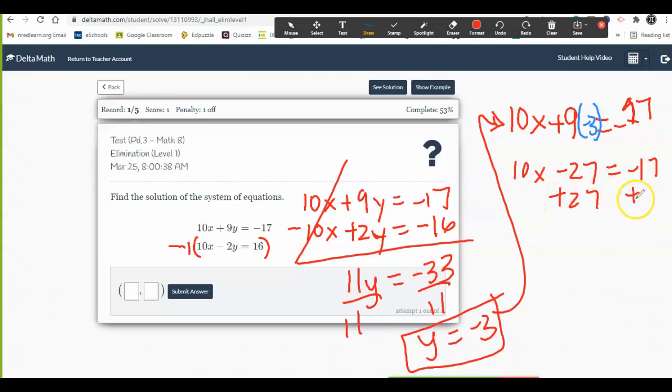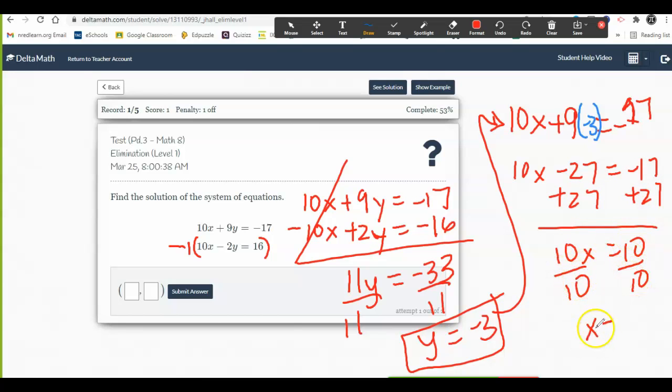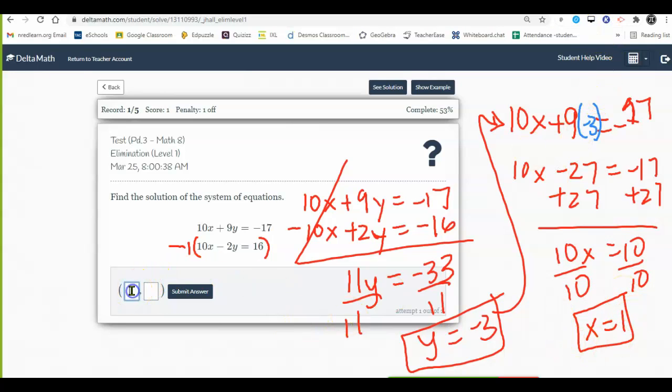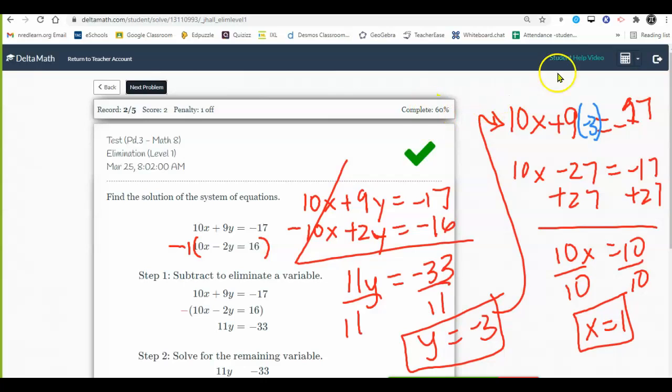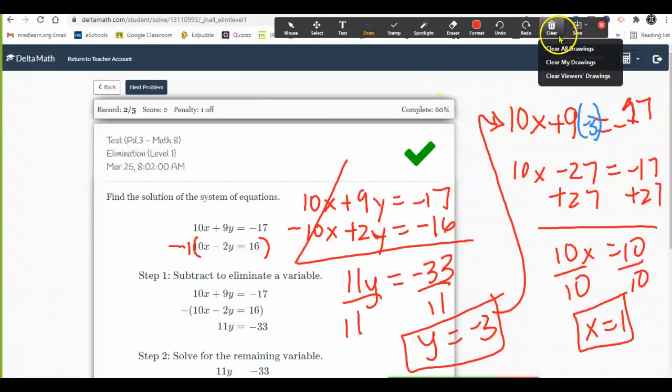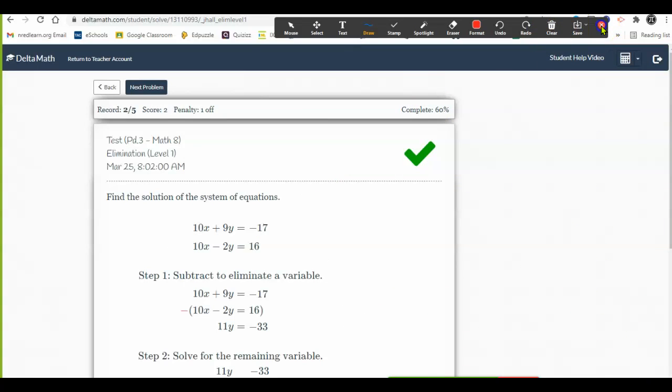Plus 27 plus 27, 10x equals 10. Divide by 10, and x is 1. Use your calculator to help you. Again, my values are x is 1 and y is negative 3. Submit your answer, and that is how you complete this lesson on using the elimination method. Good luck.